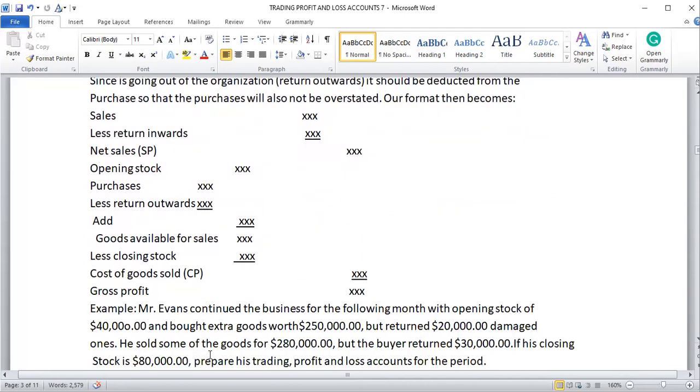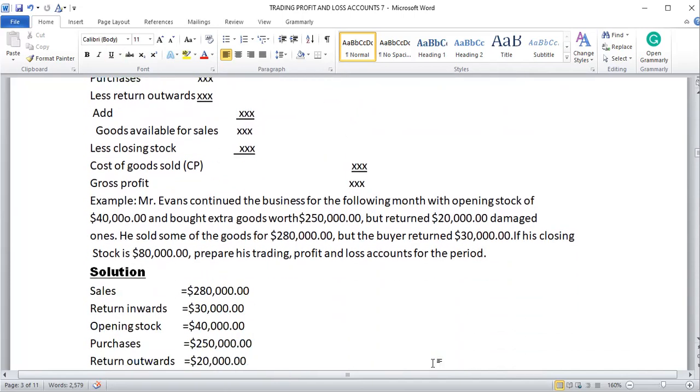So let us look at an example. Example: Mr. Evans continued the business for the following month with opening stock of $40,000 and bought extra goods worth $250,000, but returned $20,000 damaged ones. He sold some of the goods for $280,000, but the buyer returned $30,000. If his closing stock is $80,000, prepare his trading profit and loss for the period. So let us put it into our solution.